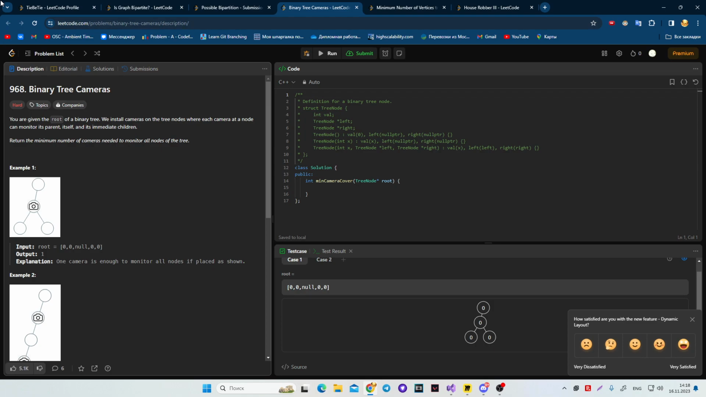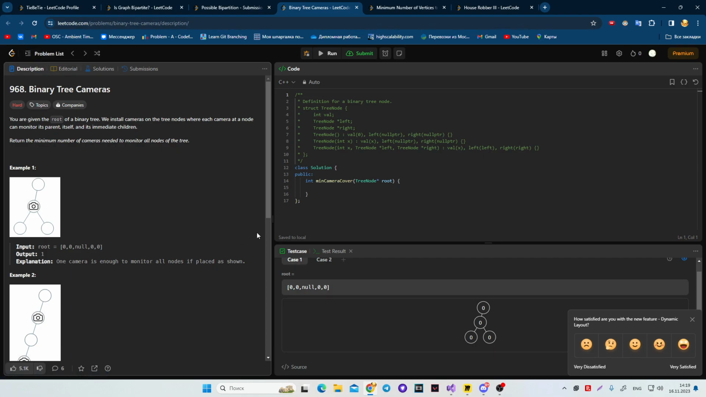Okay, we just begin from the root. We paint it blue and so on, red and blue, and the count of red vertices will be the count of cameras that we need. That's a very easy task.